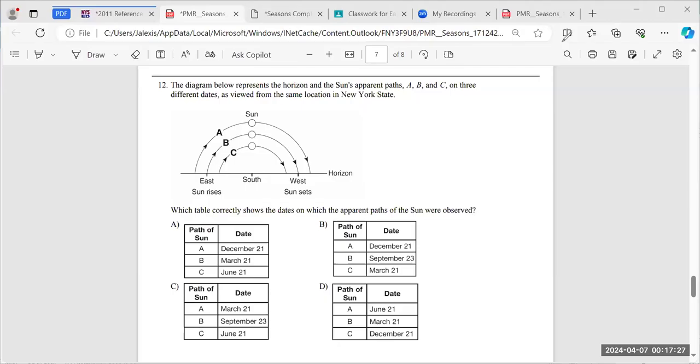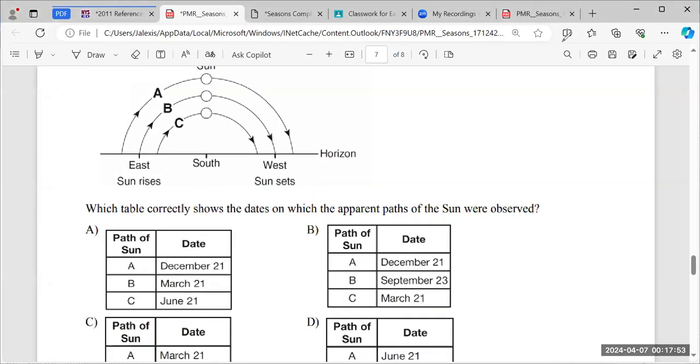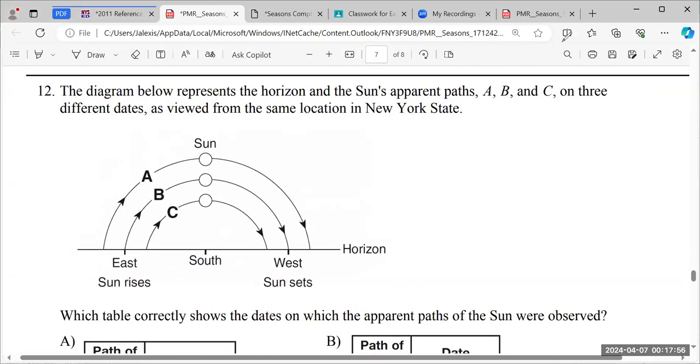All right, number 12. Number 12 says the diagram below represents the horizon and the sun's apparent path, A, B, and C, on 3 different dates as viewed from the same location in New York State. So this is in New York State. Which table correctly shows the dates on which the apparent paths of the sun were observed? So I already know, if I'm in New York, I'm in New York.